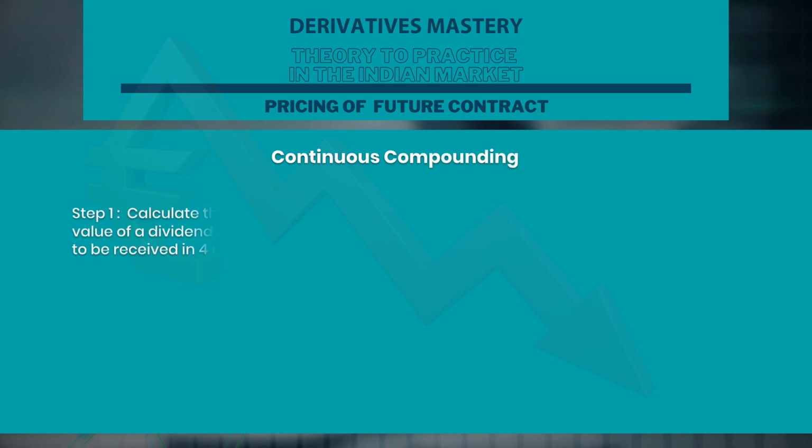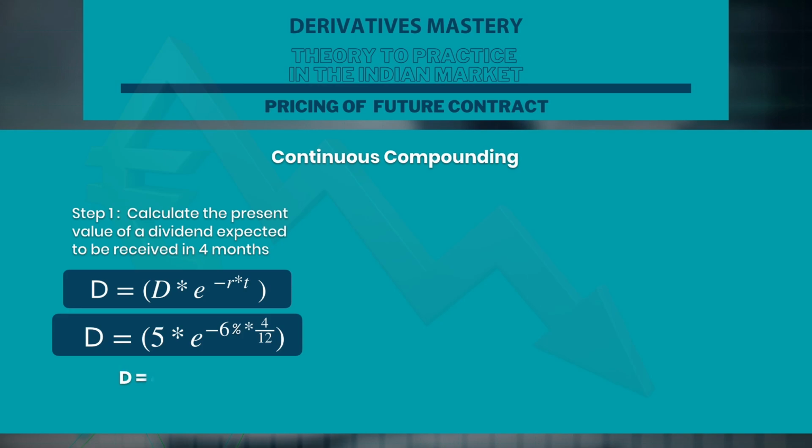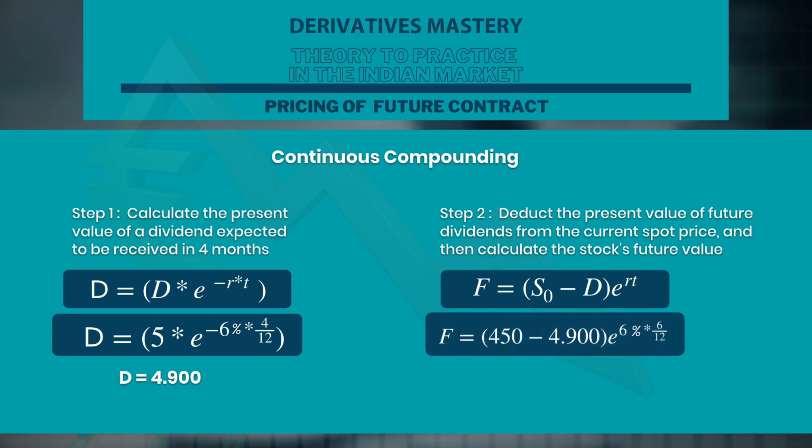Now let's move on to continuous compounding method. The first step is to calculate the present value of the dividend expected to be received in 4 months. So here the formula used is D into e to the power minus rt. So 5 into e to the power minus 6% into 4 by 12 gives us 4.9. Now let's deduct the present value of the future dividend from the current spot price and then calculate the stock's future value. So the formula used here is (spot price minus dividend) into e to the power rt. So spot price is 450 minus 4.9 into e to the power 6% into 6 by 12 gives us 458.65. So the fair future price of SBI with continuous compounding is rupees 458.65.